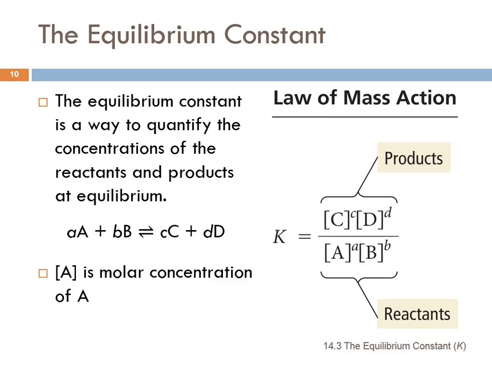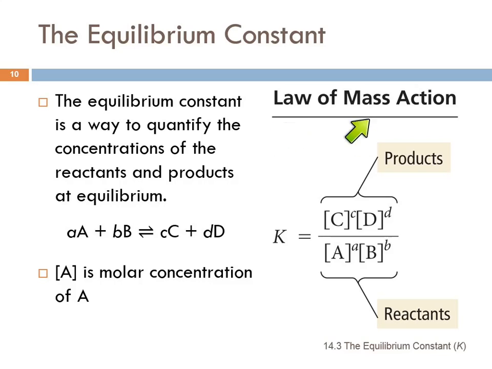And there could be one reactant, one product. There could be 5 of each. It doesn't matter. And we use the chemical symbol inside of brackets to mean the molar concentration of that substance. So we've used that before.